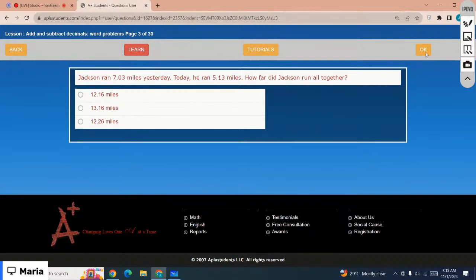The correct option is you have to add them. How far did Jackson run altogether? So, you need to add 5.13 and 7.03. The correct option is option number 1, that is 12.16 miles. Option number 1 is the correct option.